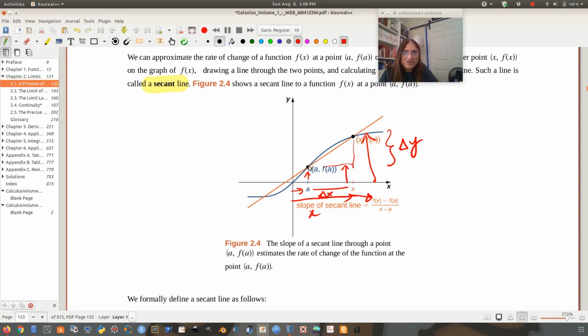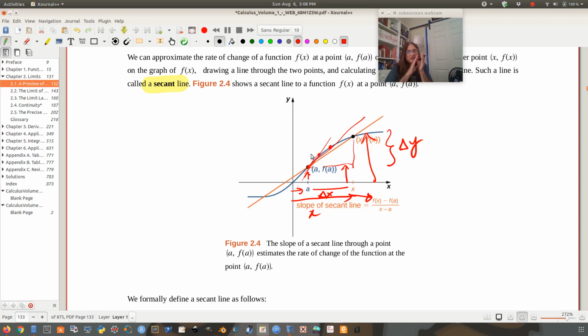Now that is not the tangent at this point, right? But if you take the next point here and then draw a secant, that's a better approximation to the tangent here. If you bring it closer, now you have an even better approximation.